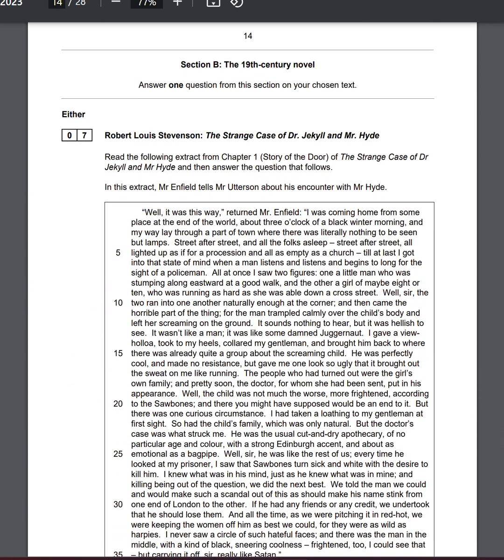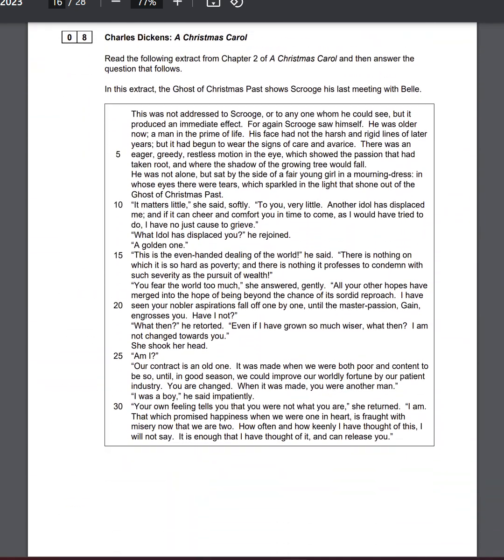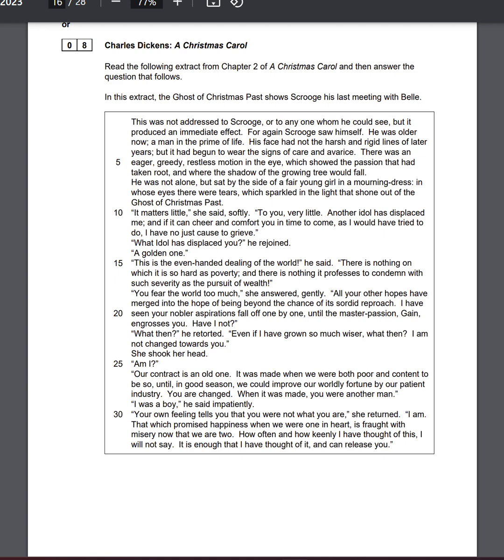Okay, so section B, 19th century novel. Here we are, Charles Dickens' A Christmas Carol. The thought process that you would go through is exactly the same as Macbeth. So you'd read the question and you would highlight the focus. Read the following extract from chapter 2 of A Christmas Carol.